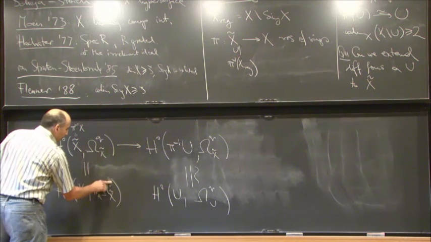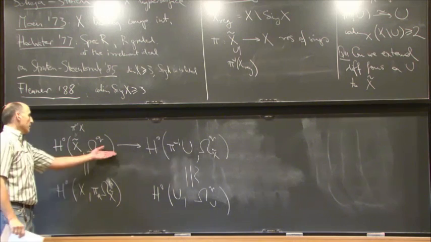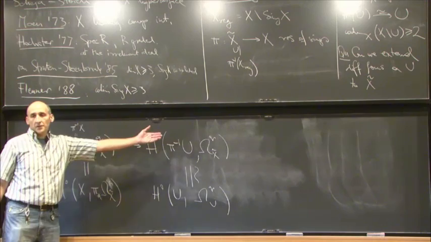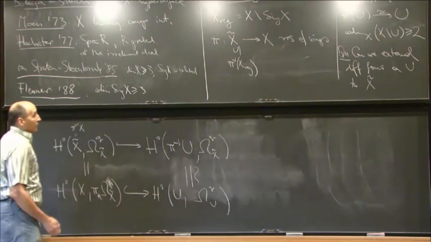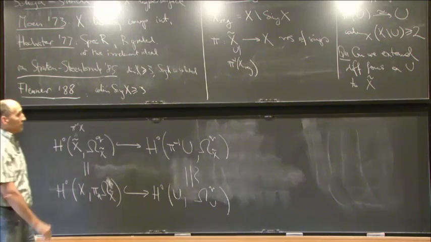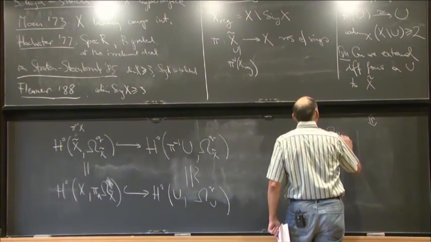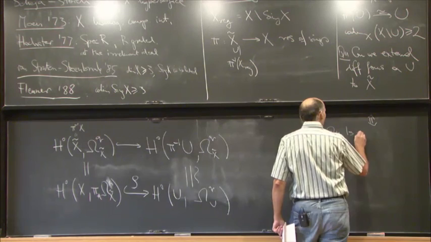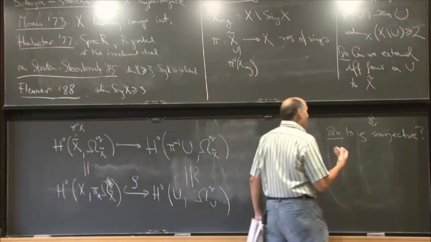And of course, clearly, this map is injective, right? Because I have a locally free sheaf, and I restrict to an open set. So this is an injective map. And then the question is whether this is surjective, right? So this question is equivalent to, let's call this rho, is rho surjective? Or rather, when is rho surjective?